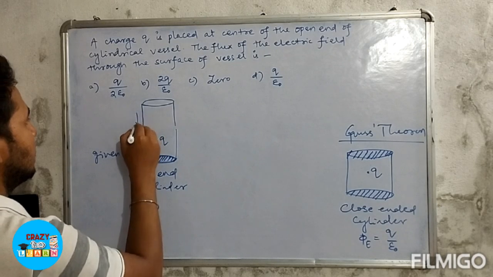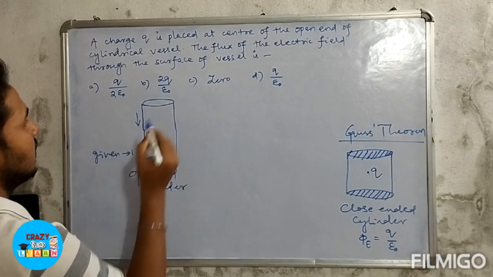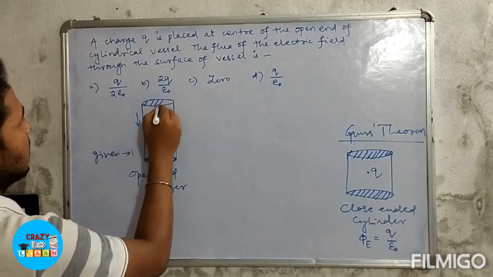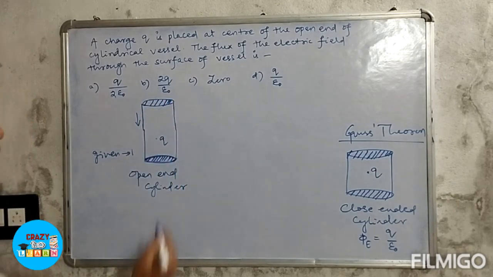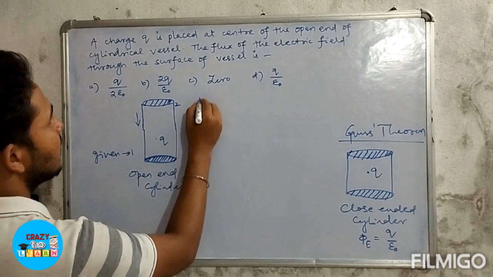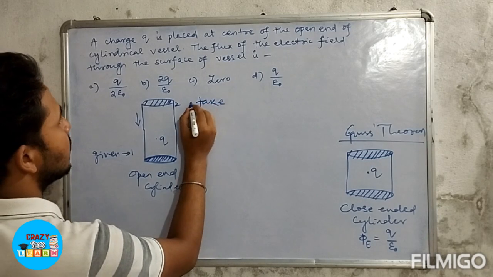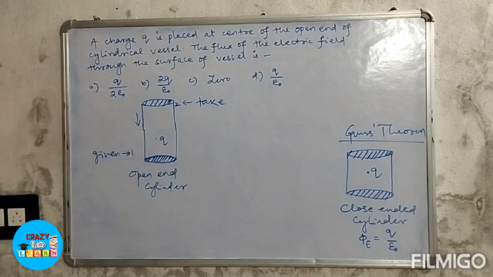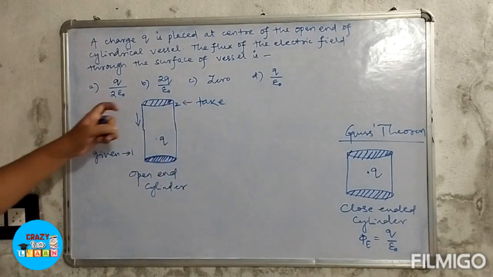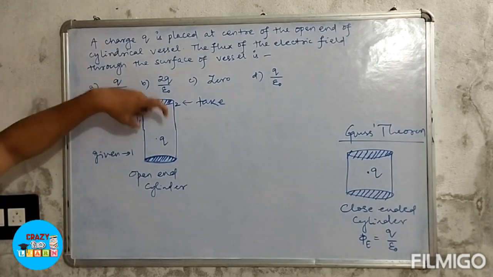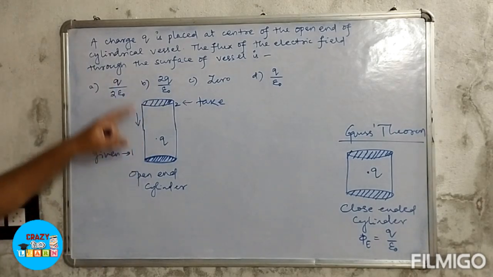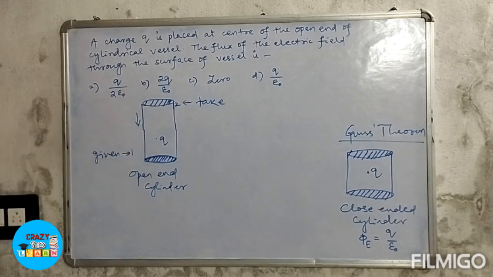Just put it, join. Okay, just take another cylinder. You take the second cylinder. Okay, you take another cylinder and put it above it. Now it is a completely closed cylinder.